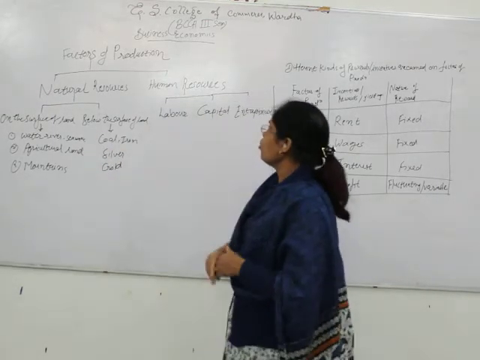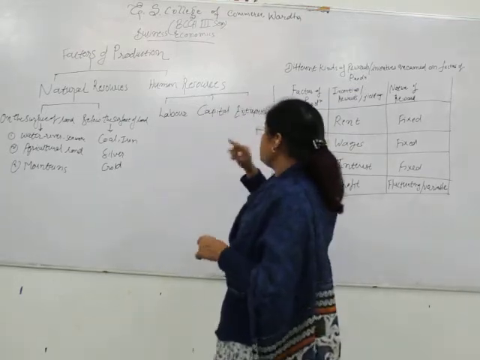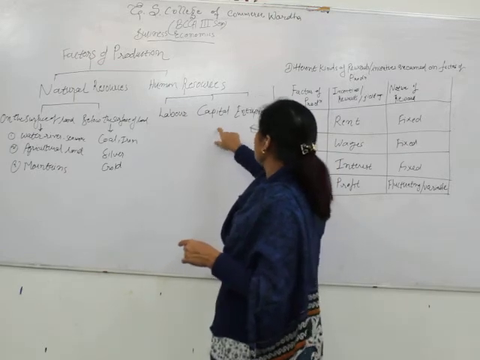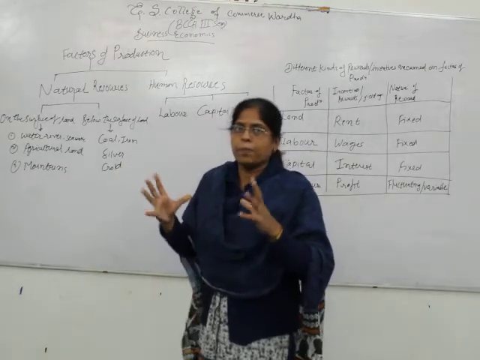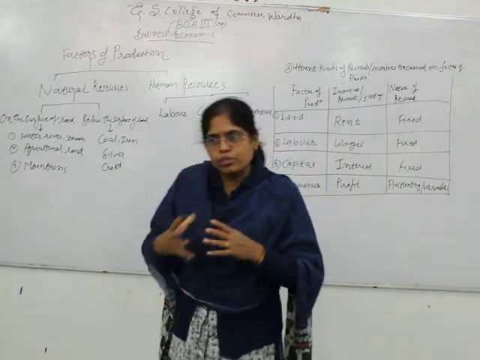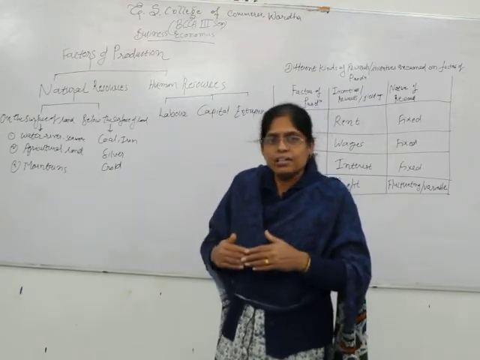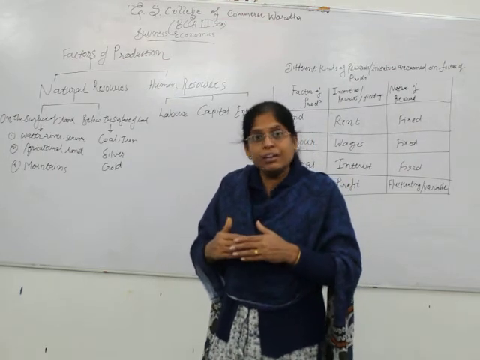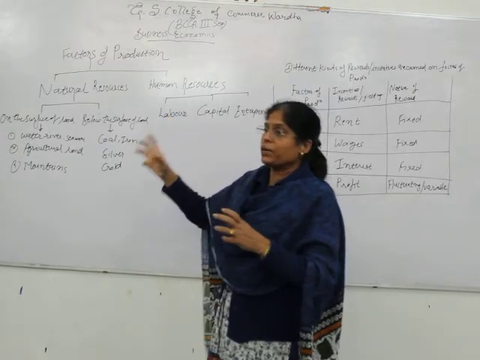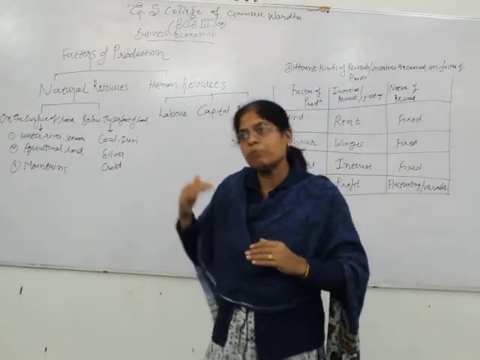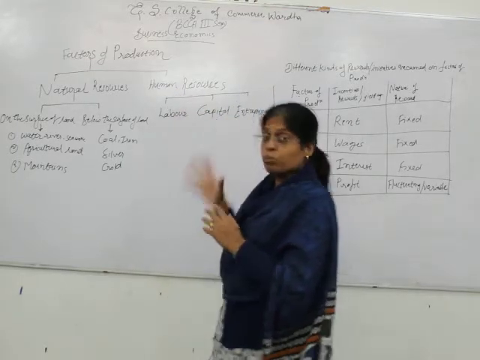So now we will move on to human resources. These human resources are again divided into labor, capital and entrepreneur. Labor means a human factor, a person who is working in the process of production. There is machinery, but to operate that machinery, a person, a human being is required, and that is labor. The labor is operating the machine, working in the process of production. That is why it is called human resources.